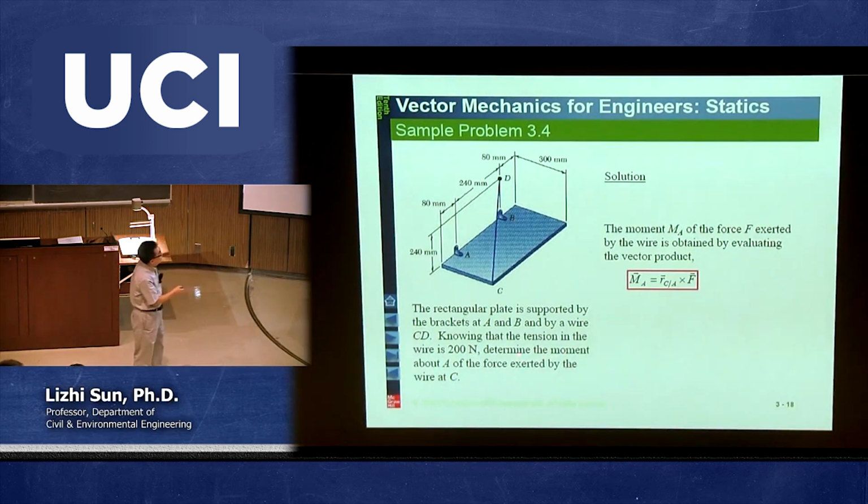Now we need to calculate the moment of this force exerted by the wire at point C about point A. So in other words, we need to find out where point A is. This is point A, right? So what is the moment of this force? What is the moment of this force about point A?